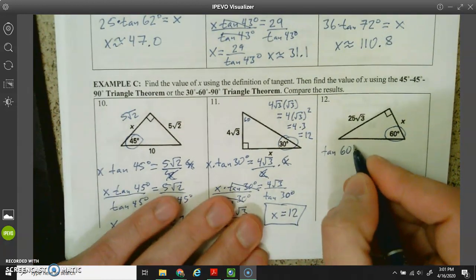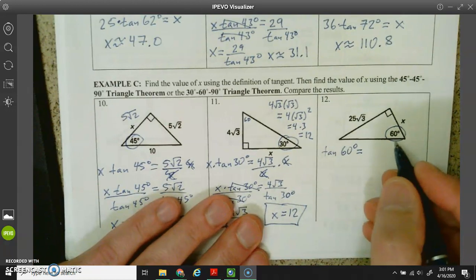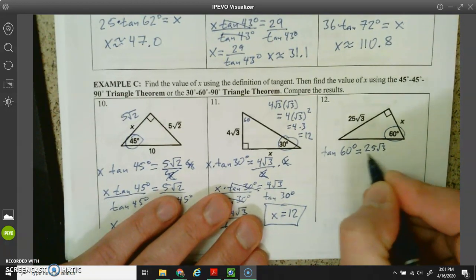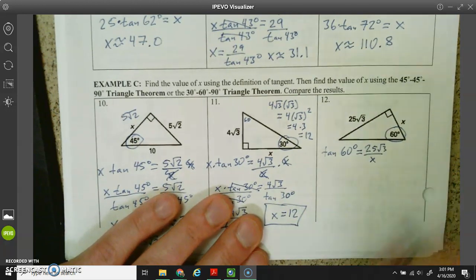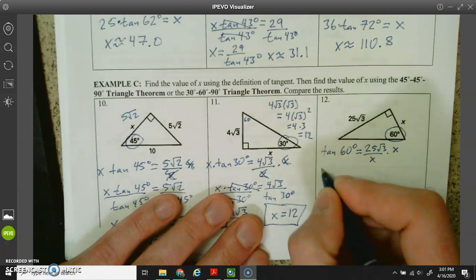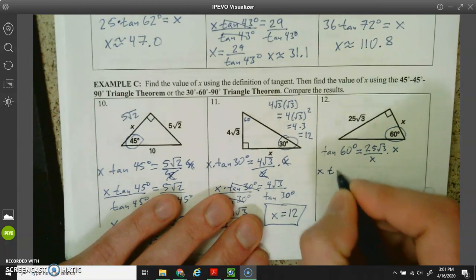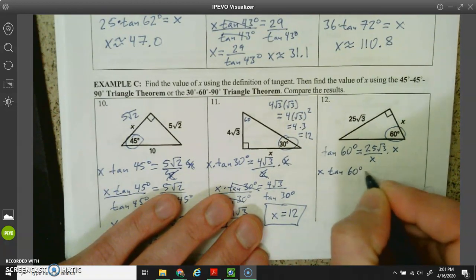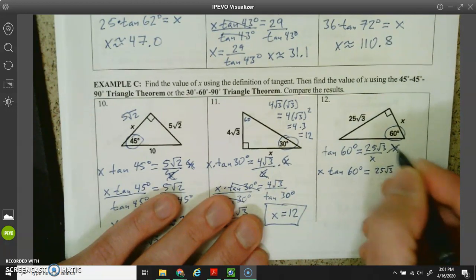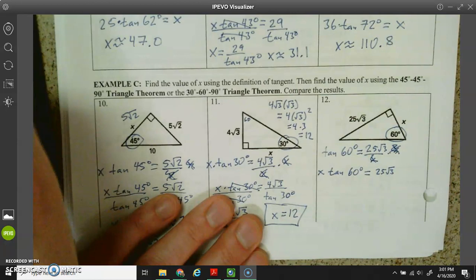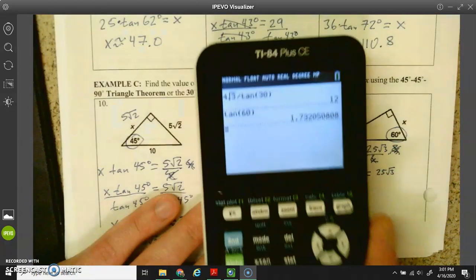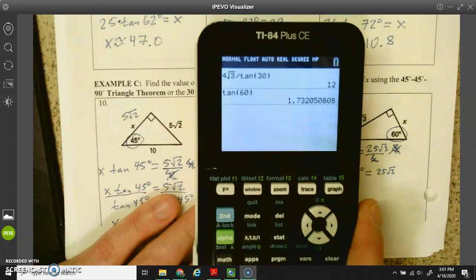So tangent of 60 degrees is equal to, let's see, we have opposite, so 25 square root of 3 over adjacent, so x, multiply by x on both sides. So I have x times tangent of 60 degrees is equal to 25 times square root of 3. As you can imagine, just like the other one, tangent of 60 degrees is a special relationship as well. It doesn't look like anything now, but it will shortly.